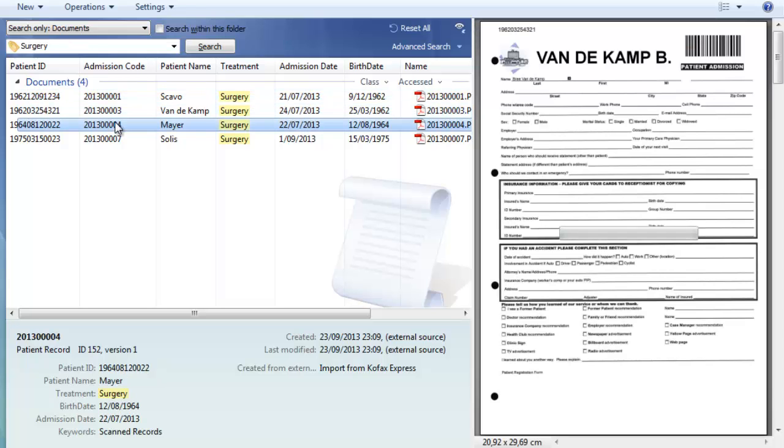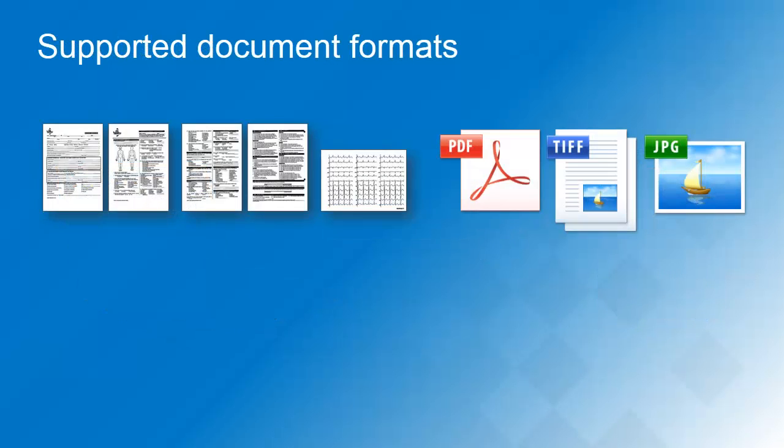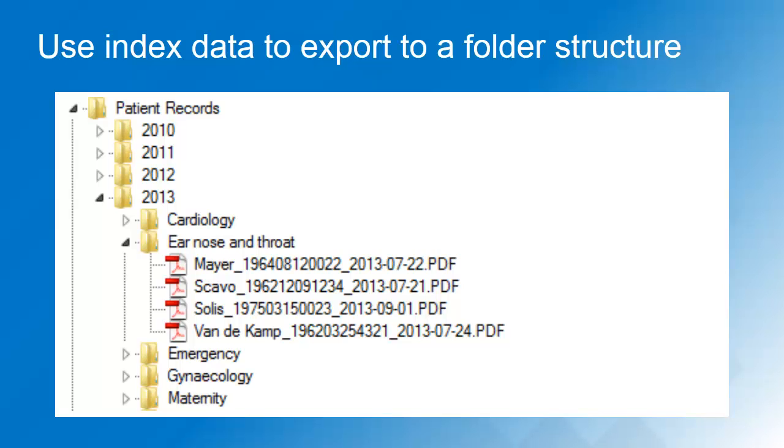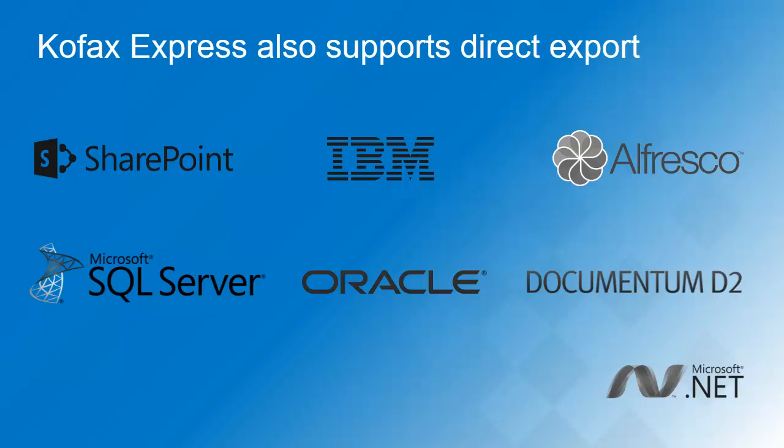In this way, any DMS that supports XML or text-based metadata import can be used in combination with Kofax Express. In summary, Kofax Express can export PDF, TIF and JPEG files and associated index data in XML, CSV or text format. With the multi-page export connector, you can create a folder and file structure using index data. You can also create index files in a number of standard formats to upload to a document management system supporting these standards. Kofax Express can also export directly to a multitude of other systems.